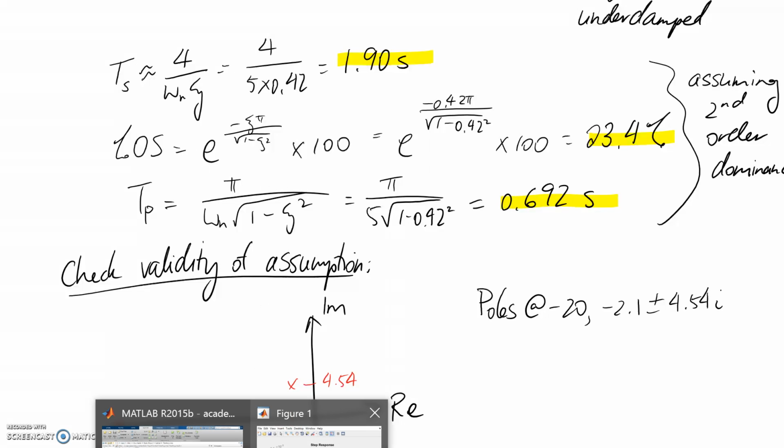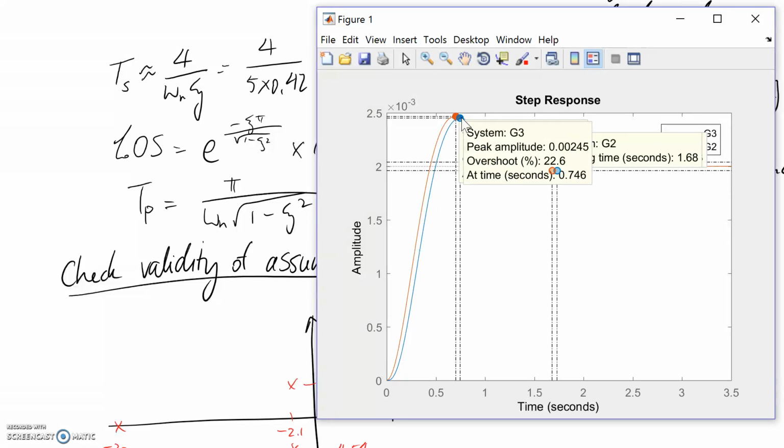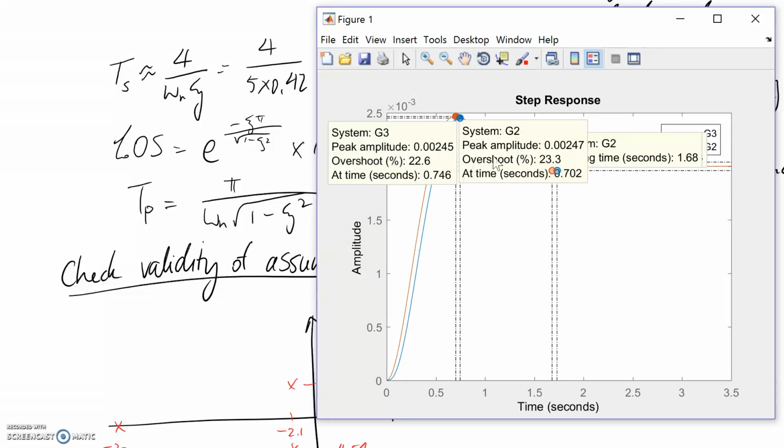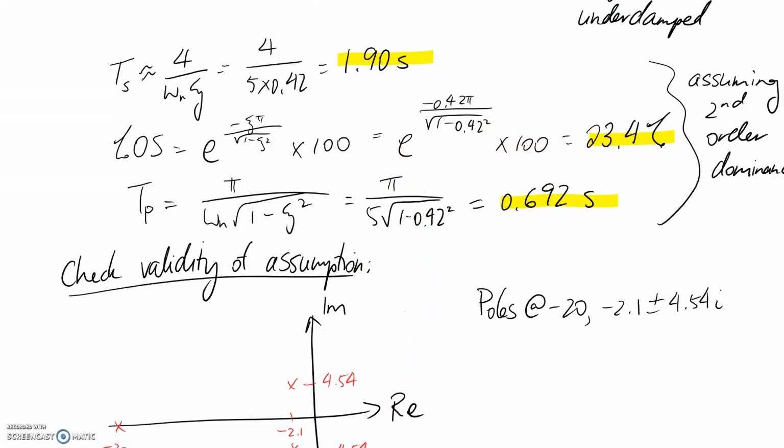So if we have a look at the overshoot next, that's going to come from looking at the peak response on the graph. Let's flick them over. So we can see that we got overshoot of 23.3 and 22.6, again very close, so definitely the second order dominance is a good assumption. And if we look at what we got manually, we got 23.4.